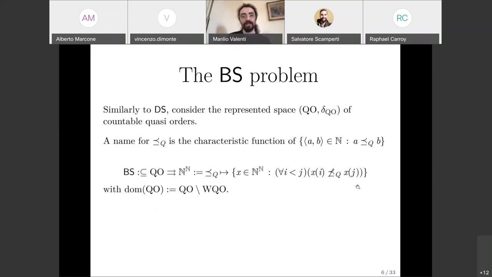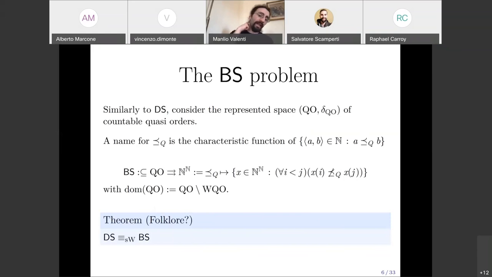And of course, the domain has to be the set of non-well quasi orders, because otherwise there's no bad sequence in it. So just by phrasing it in the context of Weihrauch reducibility, by a standard argument, we can see that these two problems are strongly equivalent. And therefore, for the first half of the talk I'll be talking mainly about DS, but it may be useful to keep in mind that the results also hold for BS.